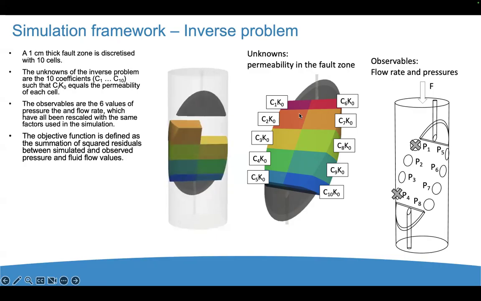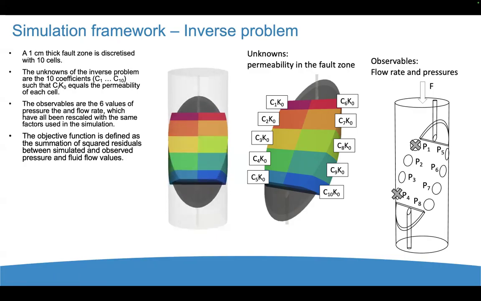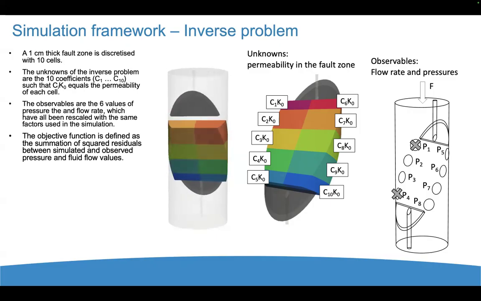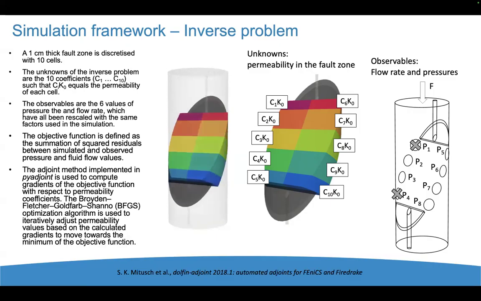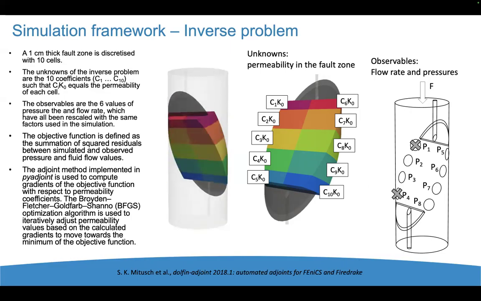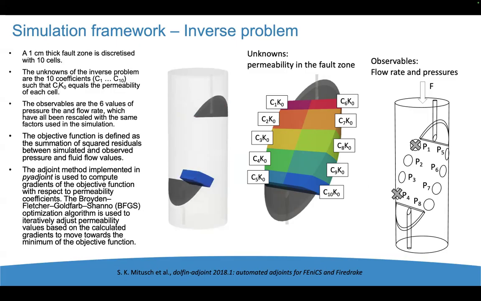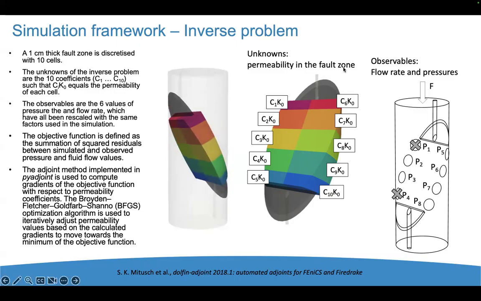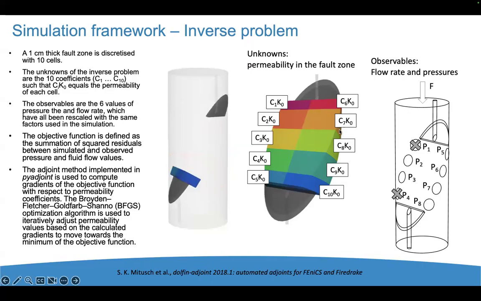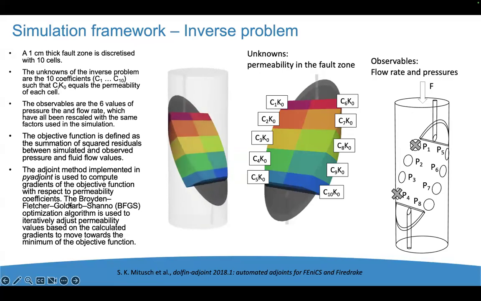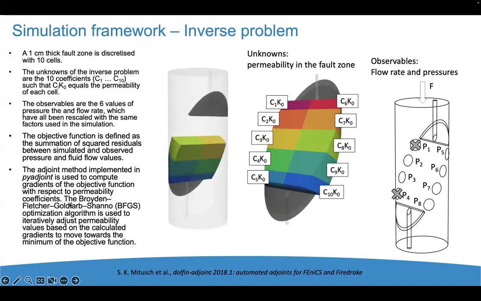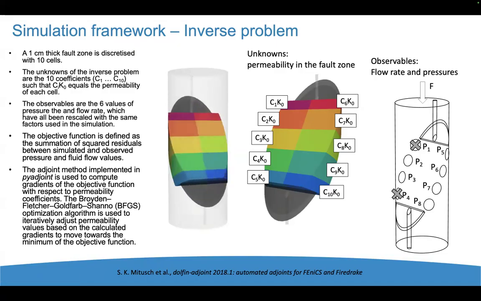The objective function was defined as a summation of the square residuals of the difference between the observed and measured pressures and flow rates. And then we use an adjoint method to compute the gradients of the objective function with respect to the 10 coefficients. And we use BFGS to minimize this objective function until we optimize these coefficients. And we use pyadjoint and Firedrake basically to do this optimization problem, this inverse problem.